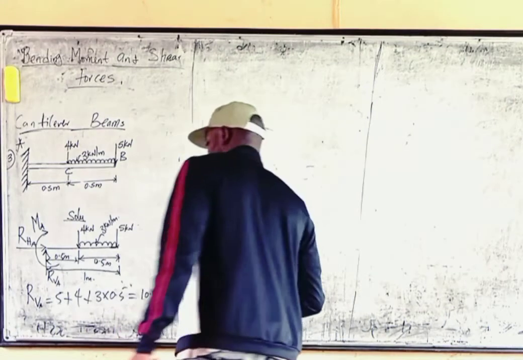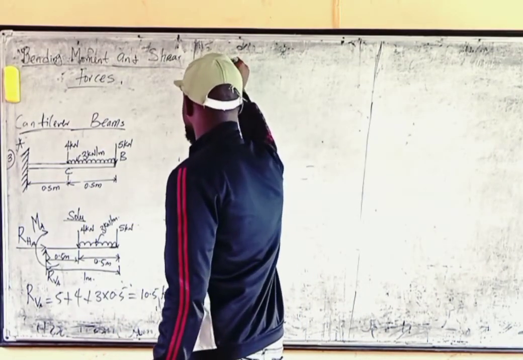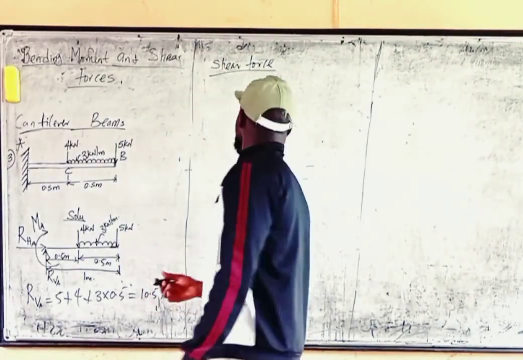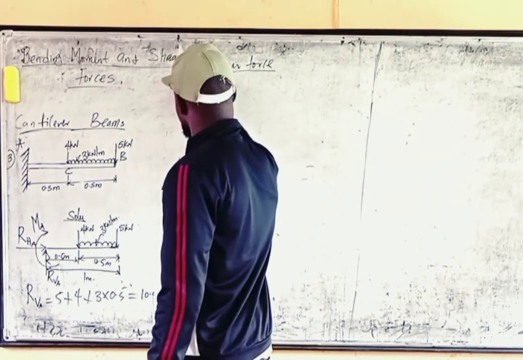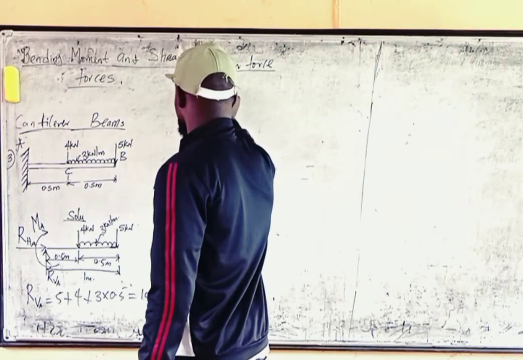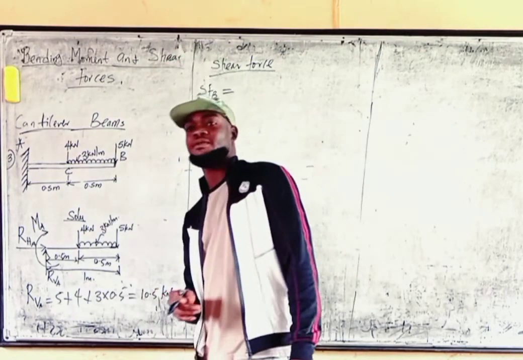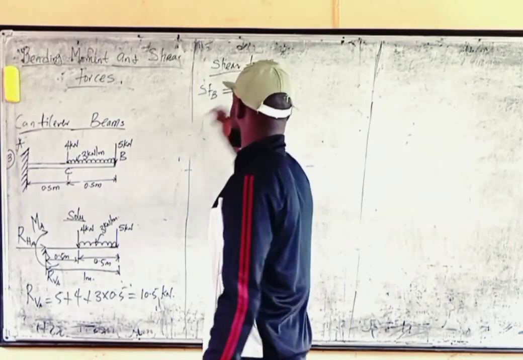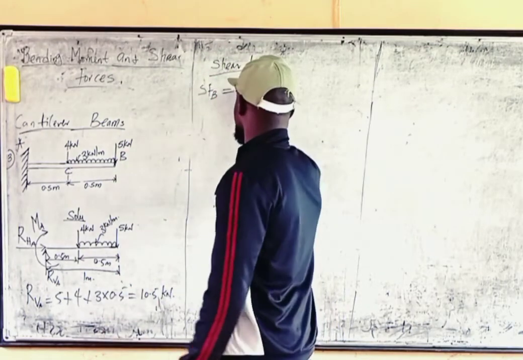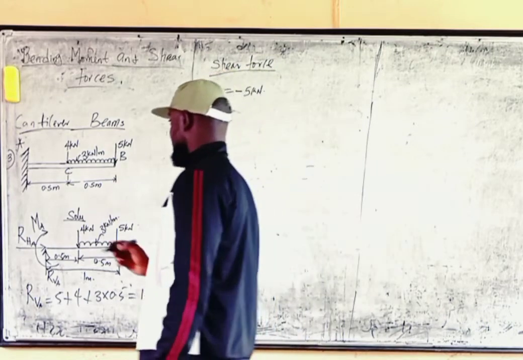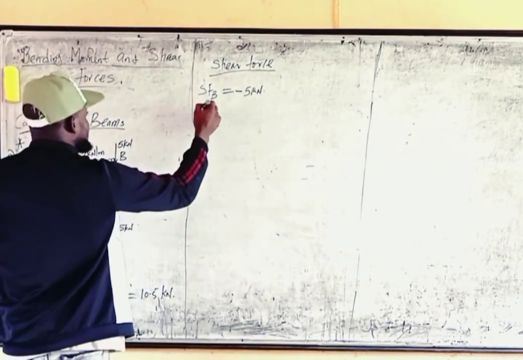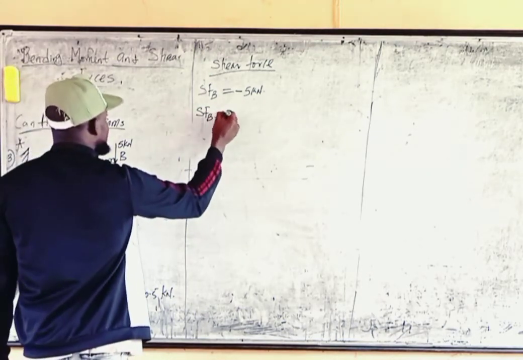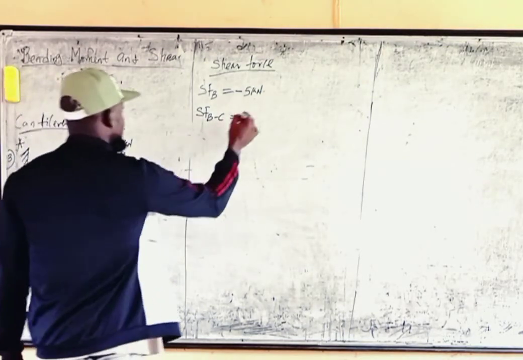So the next thing is to calculate the shear force at each point. Let's obtain the shear force at each point. So let's go. For point B, what is the shear force at point B? Like I told you, you should start from the free end. It's very important to start from the free end. So for point B, the shear force is coming downward, so let's say minus 5 kilonewtons. That is the shear force at point B. Then the shear force from B to C.